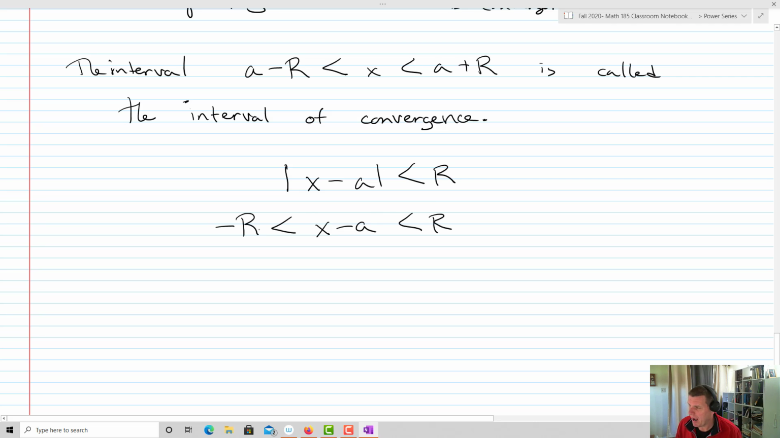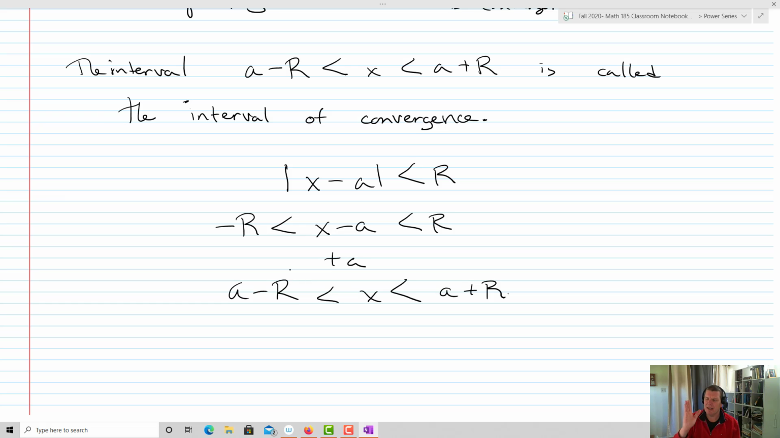So if you think about it from an absolute value standpoint, we add a to both sides, and we get a minus r less than x less than a plus r. And that is our interval of convergence. So once we find the radius of convergence, finding the interval of convergence is fairly simple, right? It's basically imagining that you have a number line, you have a at its center, and then you're going to have the radius on either side.